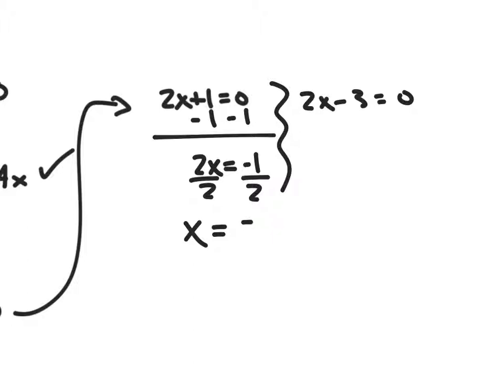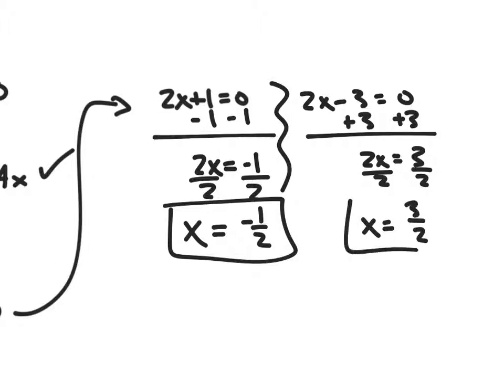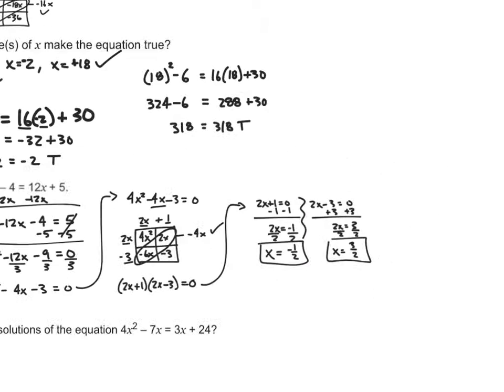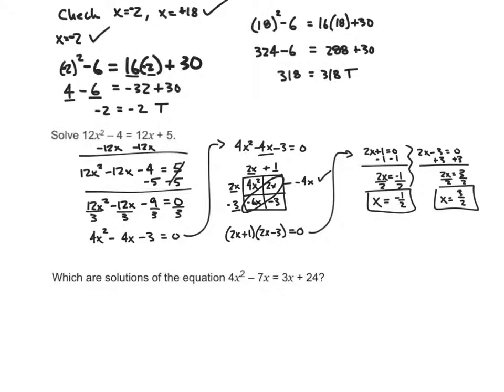So I get that x is equal to negative 1/2. Okay, here I'm going to add 3 to both sides, and so I get that 2x is equal to positive 3. Divide by 2, divide by 2, and I get that x is equal to 3/2. Okay, and so that's what I'm doing here. Now I'm not going to check this, but that's the idea.